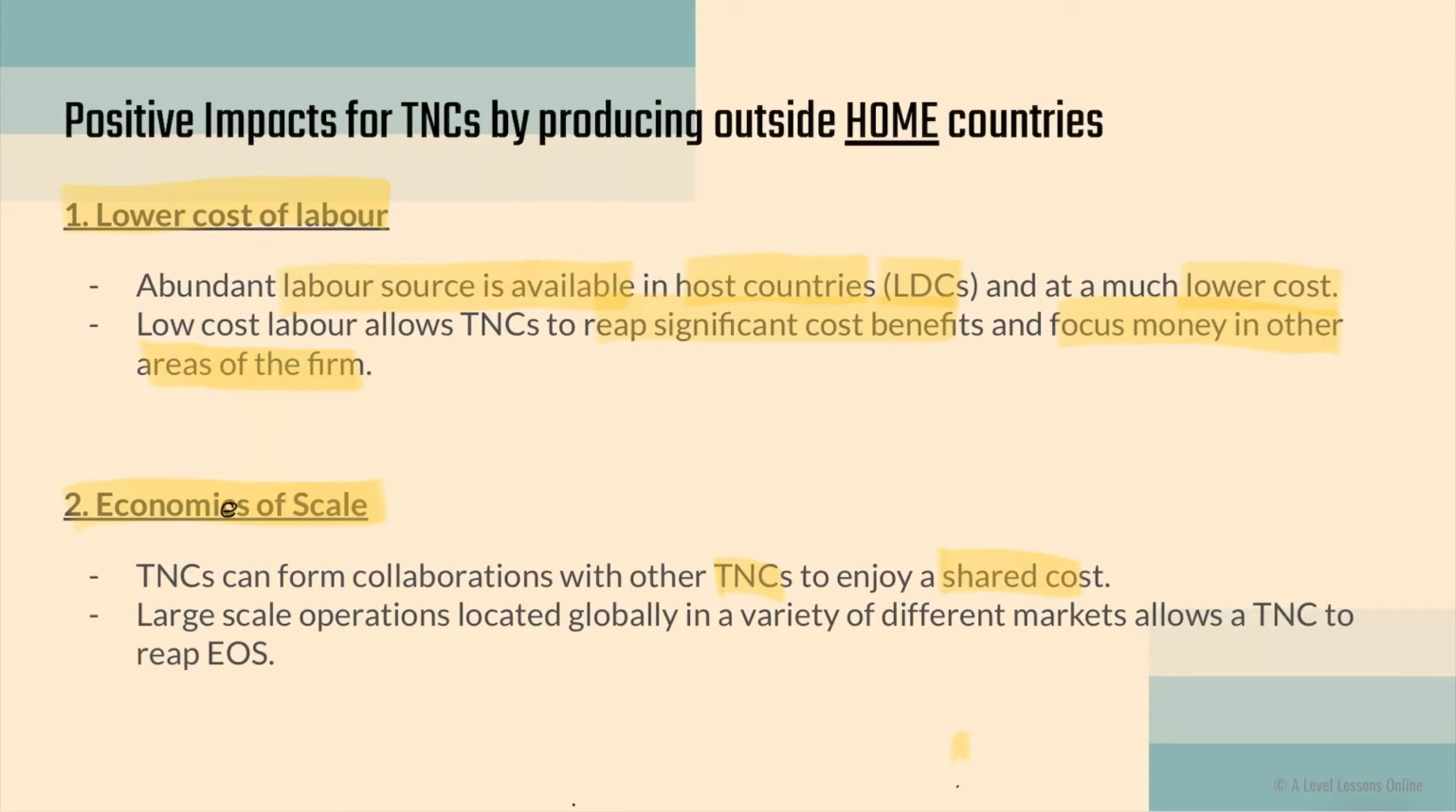Not only that, large-scale operations located globally in a variety of different markets also allow the TNC to reap rewards. Because they are able to produce on such a large scale and produce basically everywhere, they'll definitely be able to reap significant economies of scale. If you're interested in learning more about economies of scale, I will leave a link in the top right corner of the screen. You can go and check out what EOS is all about.